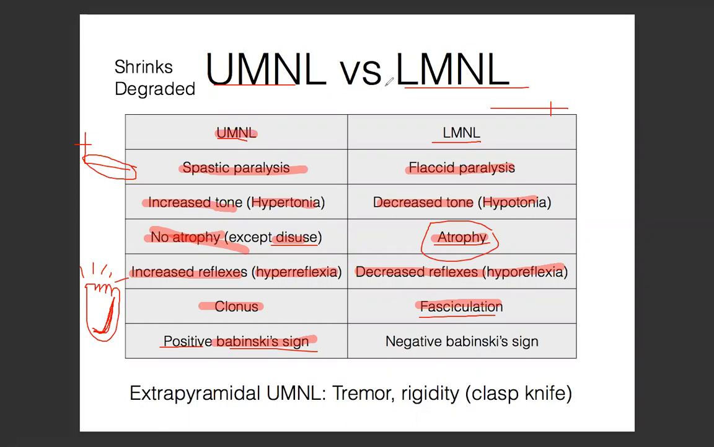Another important thing is that it's not just that the toes fan out, but the big toe itself gets flexed. So the big toe gets flexed while the rest fan out. That's basically the definition of a Babinski sign. The big toe is flexed, the rest of the toes are fanned out. Okay?